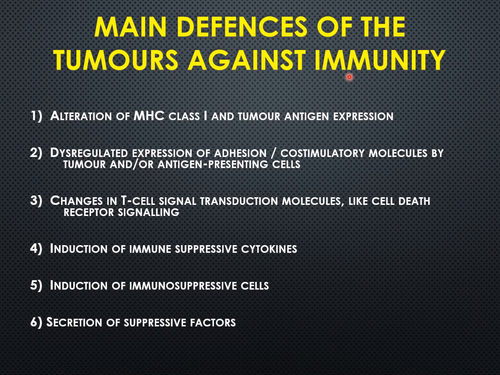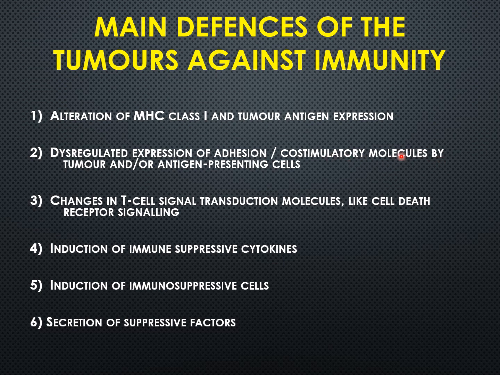So the main defense mechanisms of the tumor against immunity is alteration in the MHC class 1 and tumor antigen expression, and this happens by down regulation, meaning that they do not express these molecules. So if it is not expressed, the immune system cannot see, it's blind. So therefore they can survive. The tumor cells can survive.